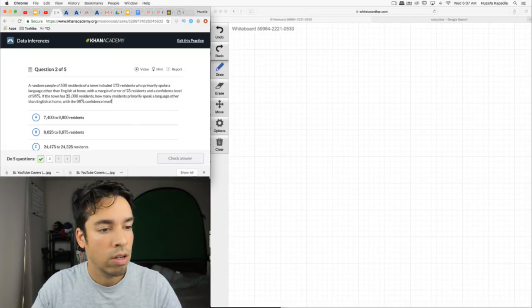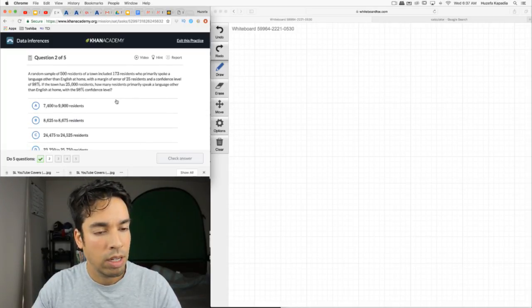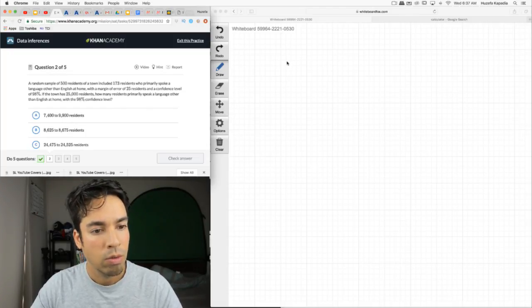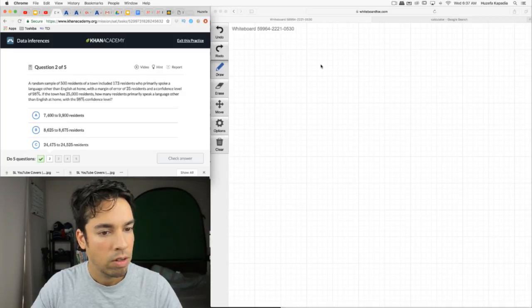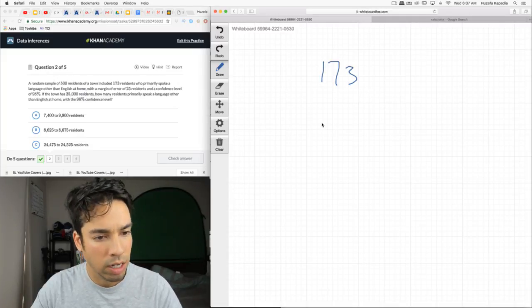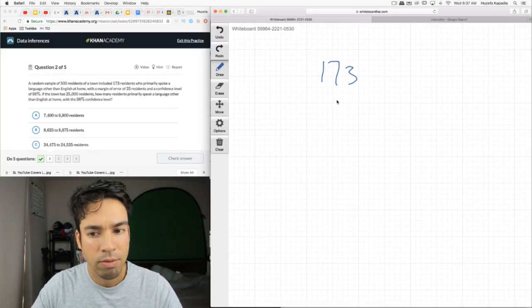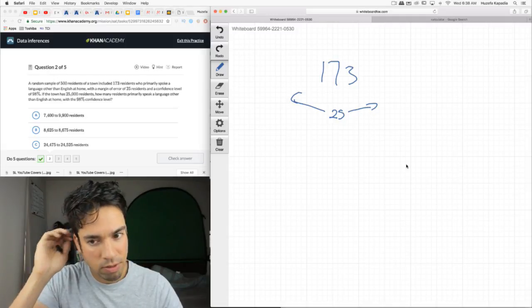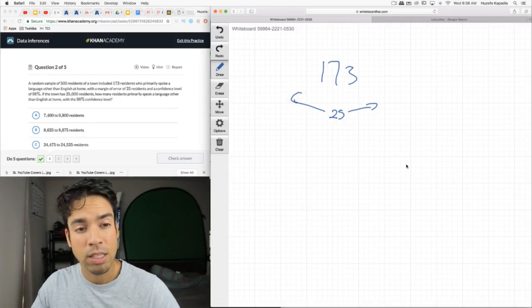Next, a random sample of 500 residents of a town included 173 residents who primarily spoke a language other than English at home, with a margin of error of 25 residents, 25 either way. A confidence level of 98%. If the town has 25,000 residents, how many residents primarily speak a language other than English at home with a 98% confidence level?